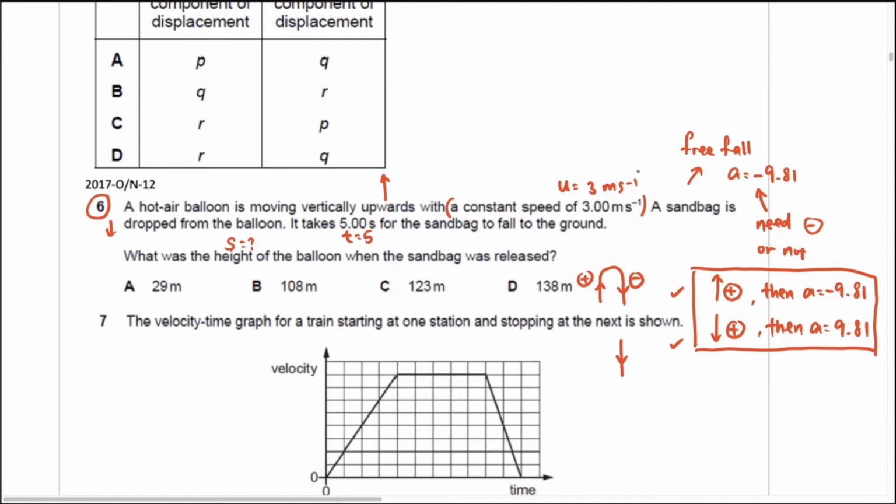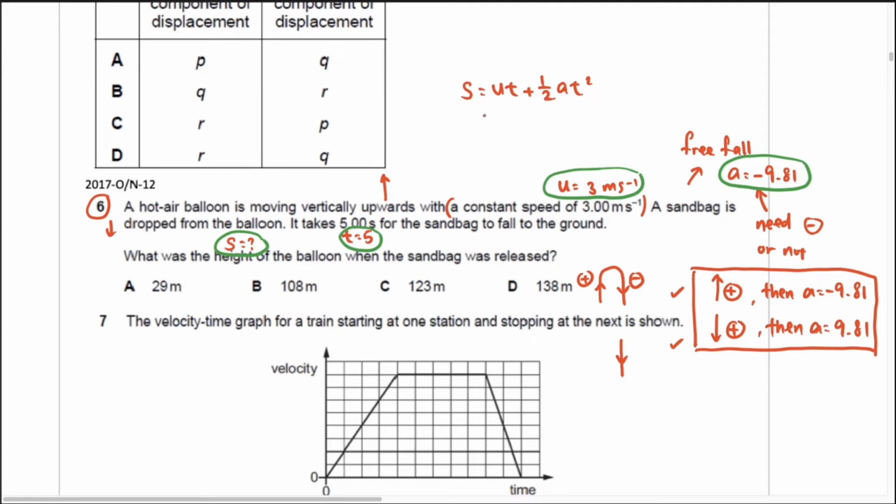Let's circle now. We have U, we have A, we have T. Sorry, we have S. We don't have V. So the formula that we need to choose is S equals UT plus half AT squared. This is the formula which does not involve the V. Now we substitute the values into the formula.